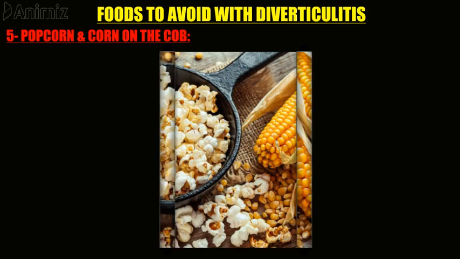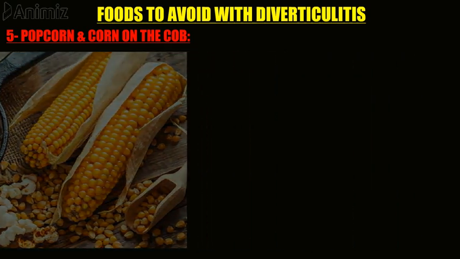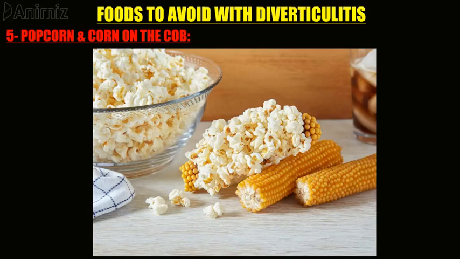Number 5. Popcorn and corn on the cob. A serious condition like diverticulitis requires some significant dietary modification. Foods that can complicate or worsen the condition should be avoided, such as popcorn and corn on the cob. Popcorn is a frequent culprit as its kernels can become lodged in pockets of the intestine, impeding digestion. Corn on the cob can also increase irritation due to its size and texture.